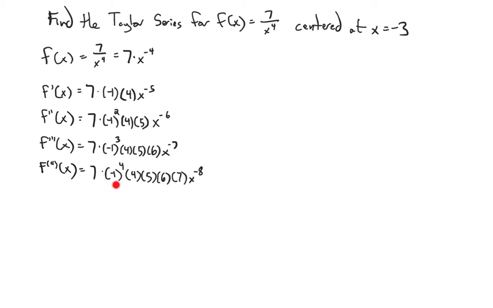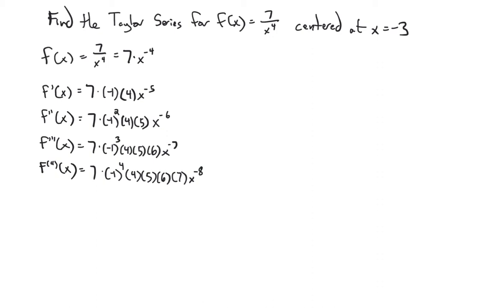We have this negative 1 to the same power as our derivative. That's great. We have this being x to the negative 1 more than this number here. This was n plus 3, so this is going to be negative n plus 4. So that looks pretty great.